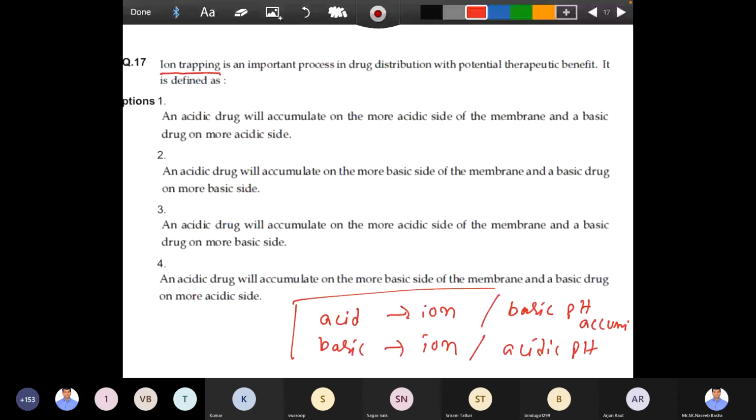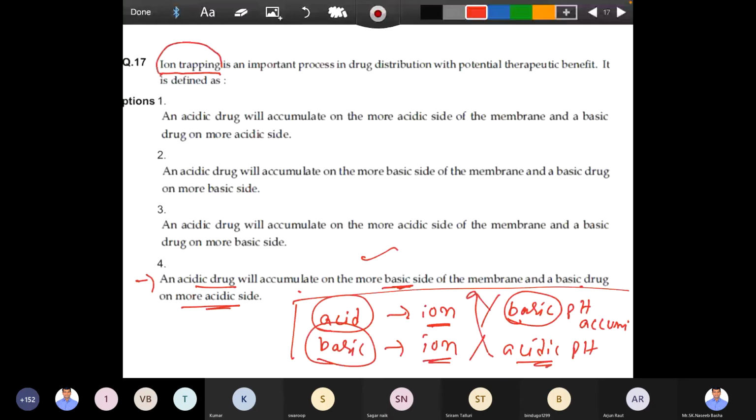So what does the statement say? An acidic drug will accumulate on more basic side. So acidic drug, ionic form on basic pH. So this is right. Whereas the basic drug will accumulate on more acidic side. See, basic drugs will get ionized in acidic pH and they will get accumulated. So the whole concept is based on ion trapping. You need to read properly and then write the answer. All the options will give you a kind of confusion, but stay calm, give the answer. So these two are about reading and comprehension.